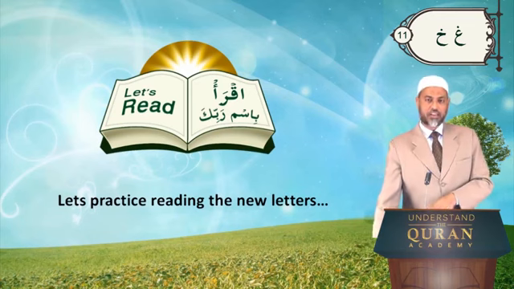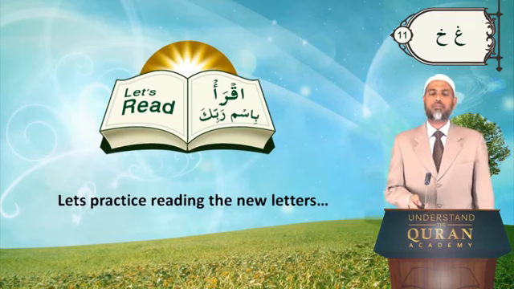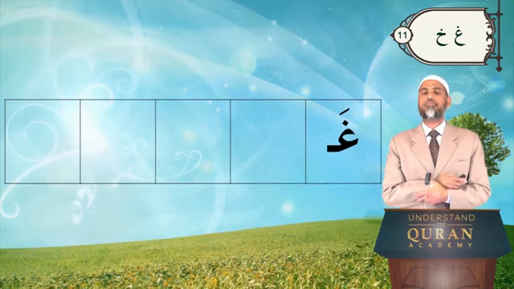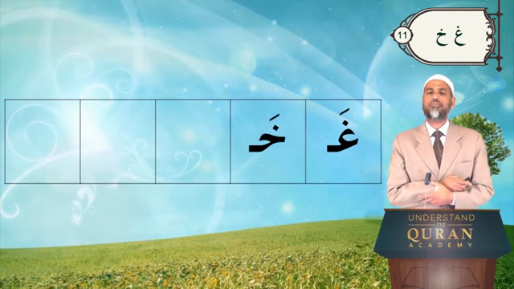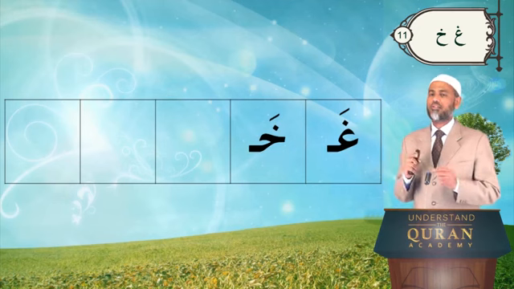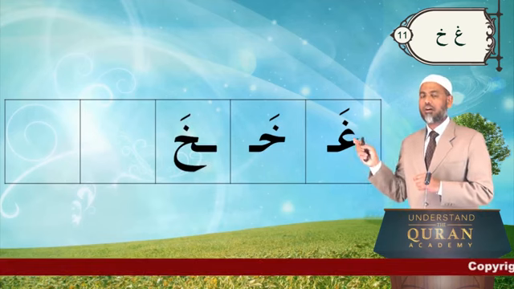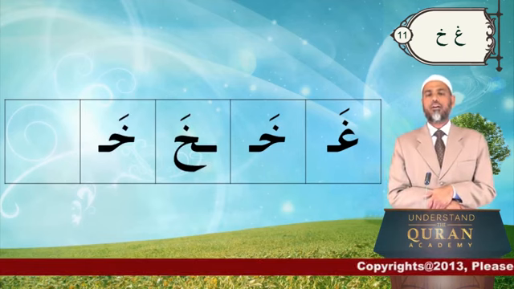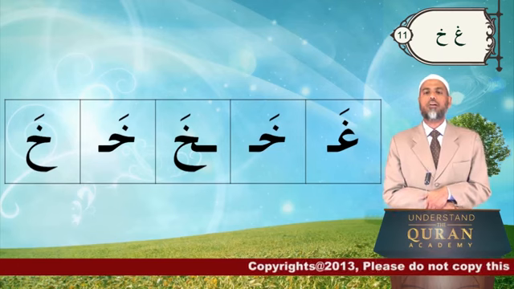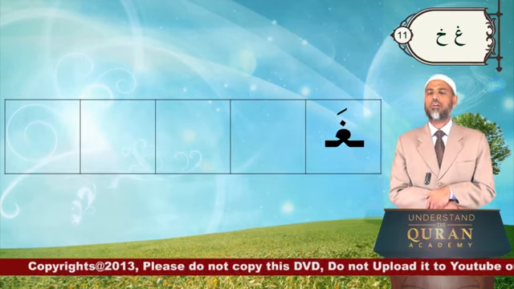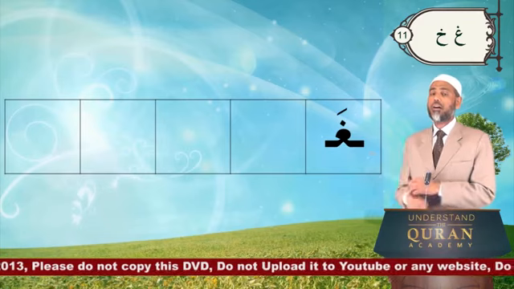Let's practice reading the new letters that we have learned today. Gha, kha. The shapes are different. See, the shapes are different. Gha and kha, don't mix between the two. Gha, kha. Kha. Gha. Gha in the middle.